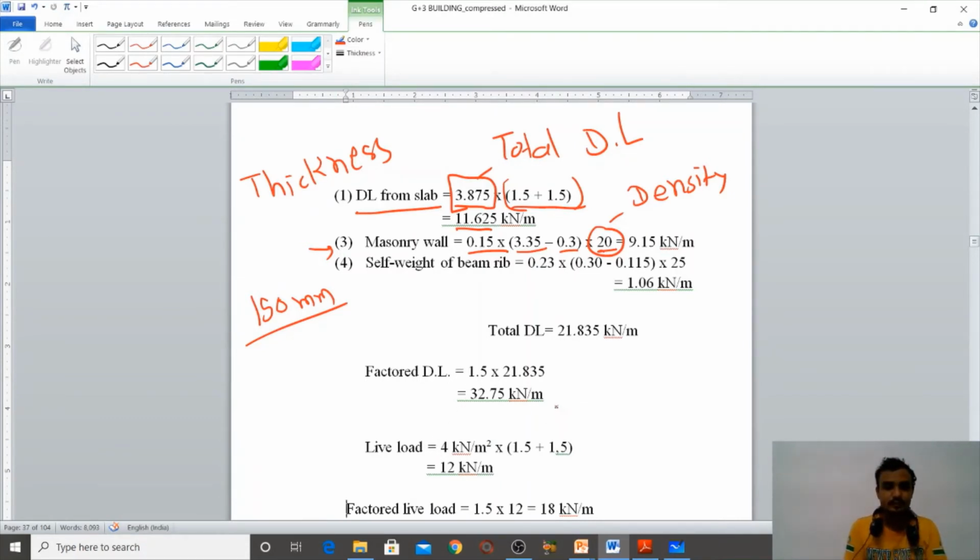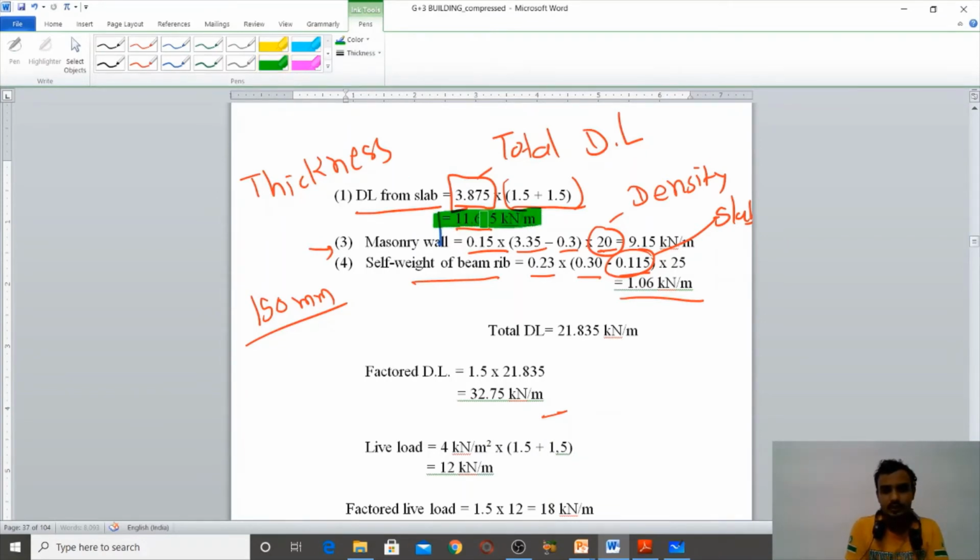Then the self weight of beam: 0.23 is the width of the beam, and 0.30 minus 0.115, where 0.115 is the slab thickness which we calculated earlier. So 0.115 is deducted from 0.30, into 25. So the value is 1.03.